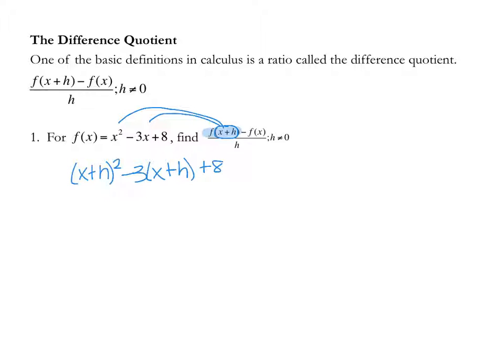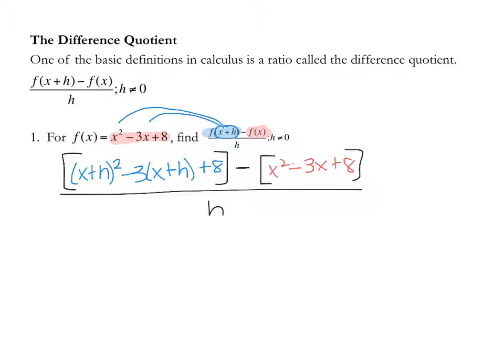It is going to look weird, which is what makes this a little challenging. Every time we do a piece, we're going to keep it in brackets so that it can stick together with that group. And then it's minus, we're going to have another piece. That next piece says I need to do f of x. Well, f of x is just this piece right here. We're going to go ahead and plug that in as the next piece. So it's going to be x squared minus 3x plus 8. And then that's all over h.